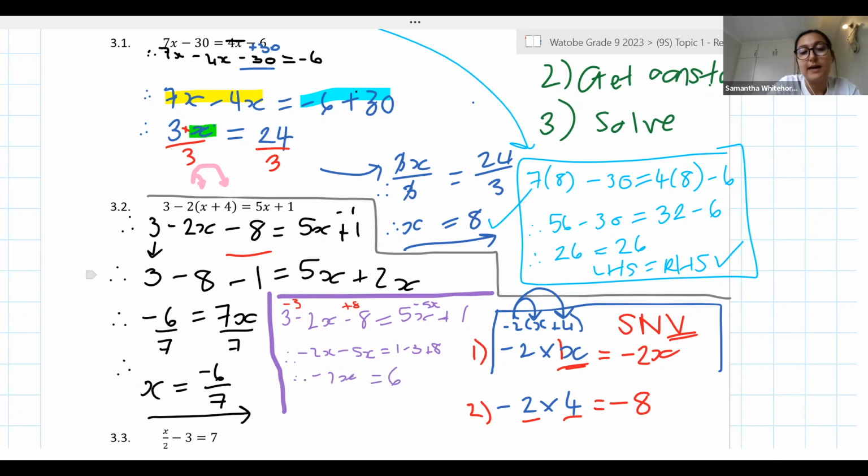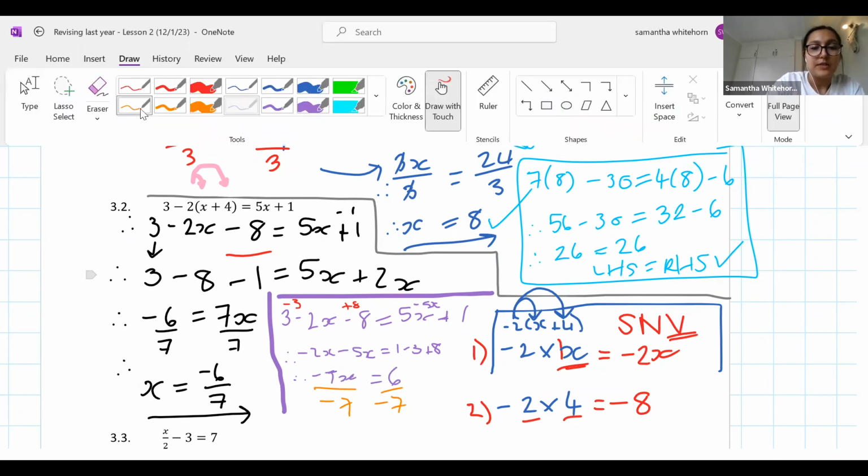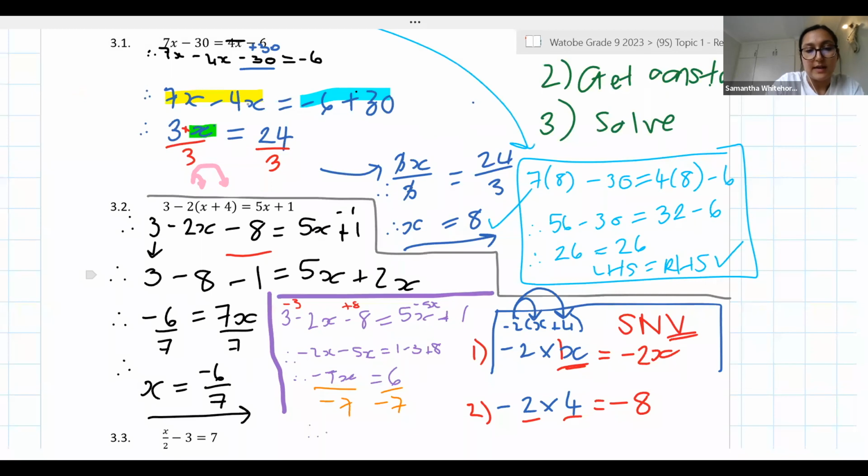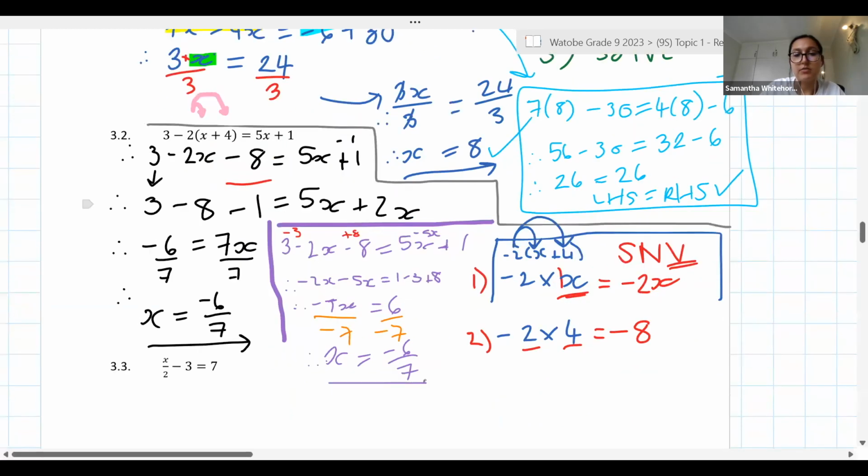Now, I don't like the fact that I've got a negative 7 in front of my x. And so what I need to do is divide both sides by negative 7 in order to get x alone. And when I divide both sides by negative 7, I get that x is equal to negative 6 over 7. You can write it as a decimal if you want. I generally don't. I leave it as a fraction. But x here is equal to negative 6 over 7.